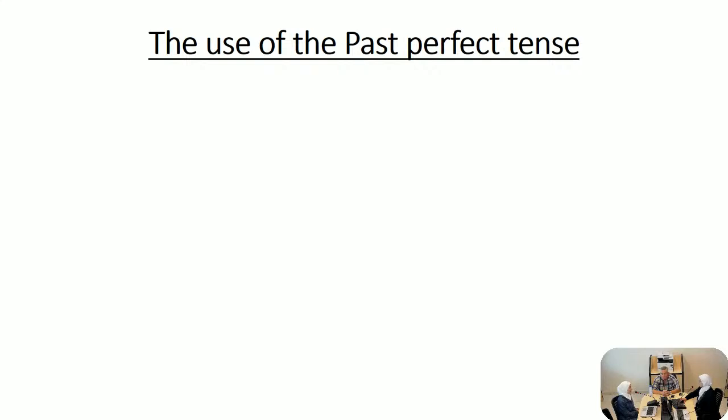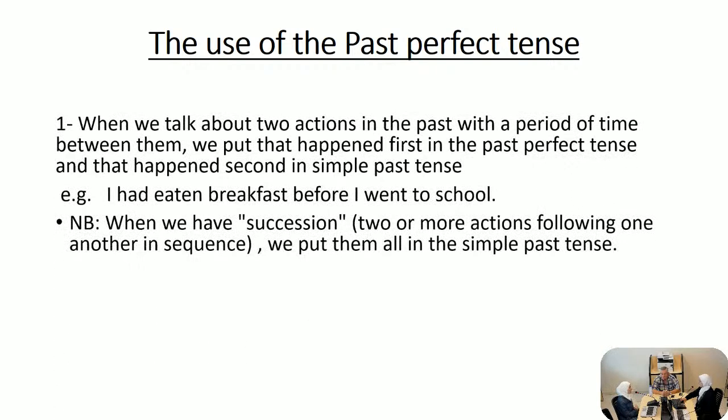The use of the past perfect tense is when we talk about two actions in the past with a period of time between them, and this is important. We put what happened first in the past perfect tense and what happened second in the simple past tense. I had eaten breakfast before I went to school. Eating breakfast happened before going to school. Note, when we have succession, two or more actions following one another in sequence, we put them all in the simple past tense.